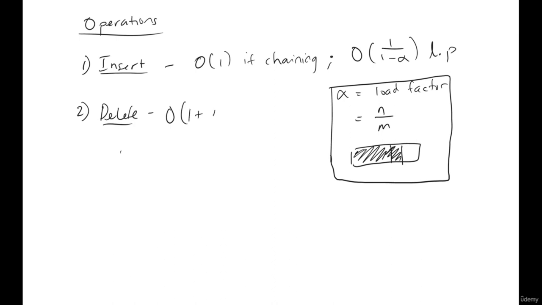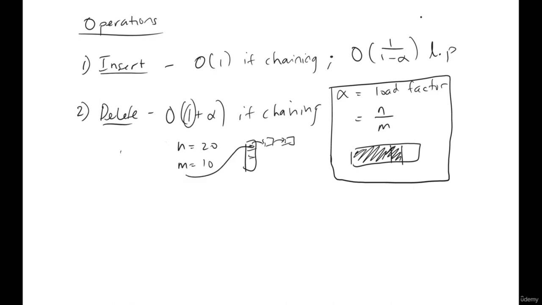It's going to be 1 plus alpha, where alpha is the load factor, if we are using chaining. And why is that? Well, if we're using chaining, n over m is just the average size of each linked list. If we have n equal 20 and m equal 10, 10 slots and 20 items, then on average we should see roughly 2 items per linked list, because 20 items divided by 10 is 2. So thinking about the average case, we're going to spend O of 1 time just hashing to the slot, and then O of alpha time looking for it. And that's why delete is O of 1 plus alpha.